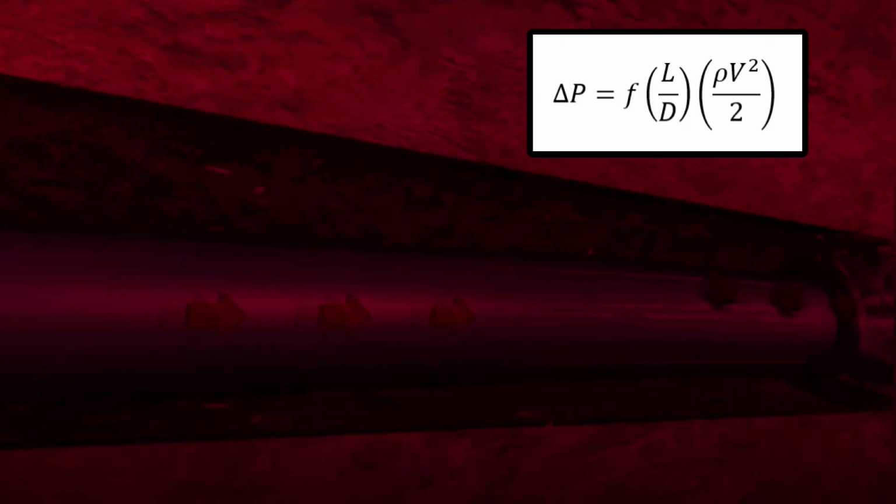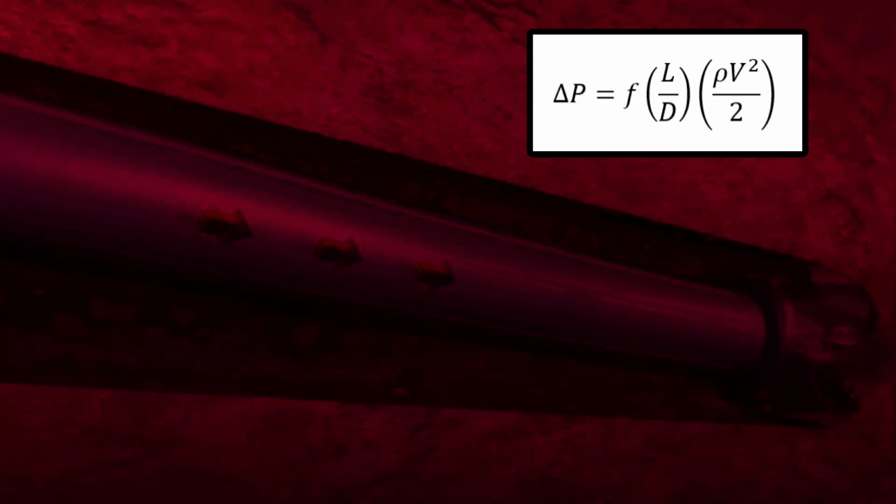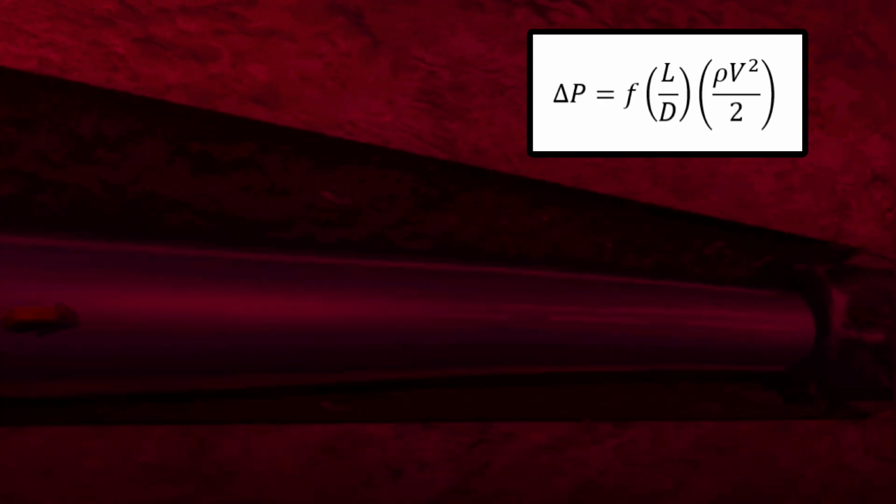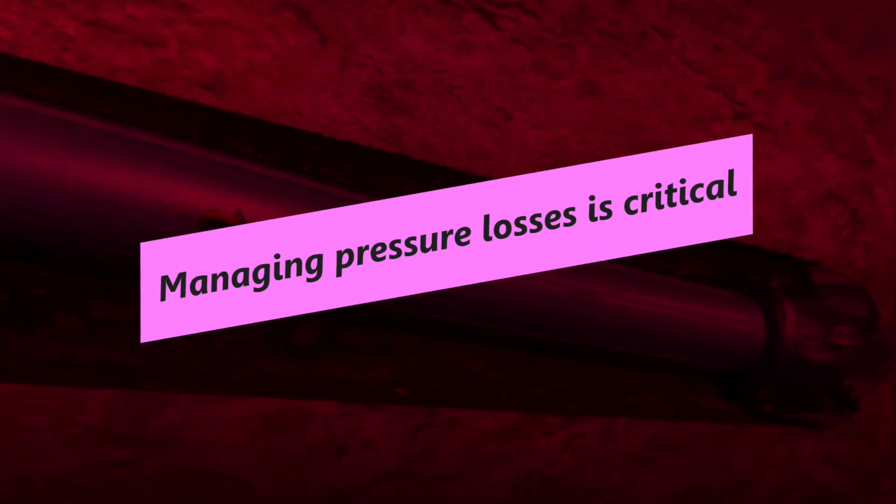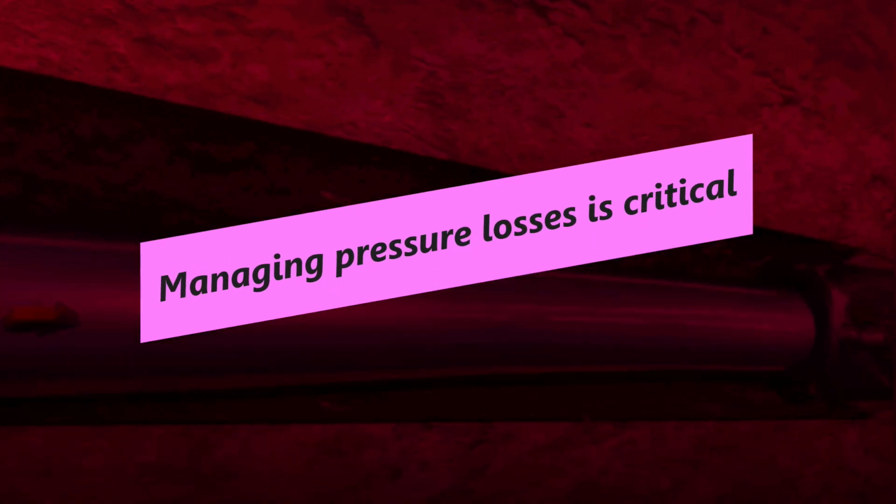One of the most widely used tools to estimate frictional losses is the Darcy equation, which relates pressure drop to pipe length, diameter, velocity, density, and the friction factor. Managing pressure losses is critical because excessive losses reduce system efficiency, increase pump requirements, and raise operational costs.